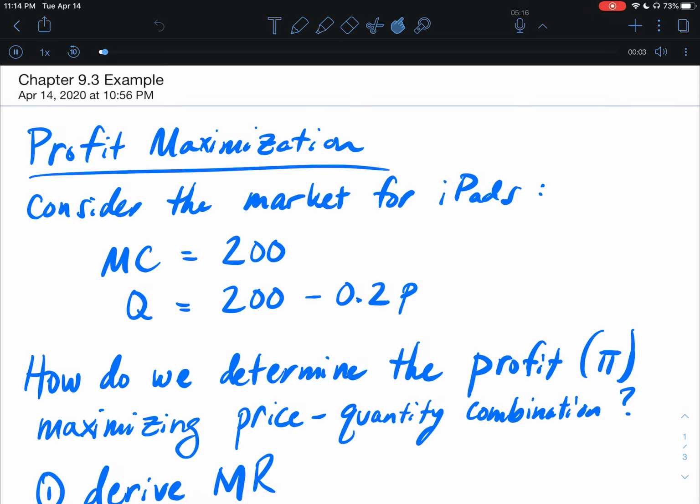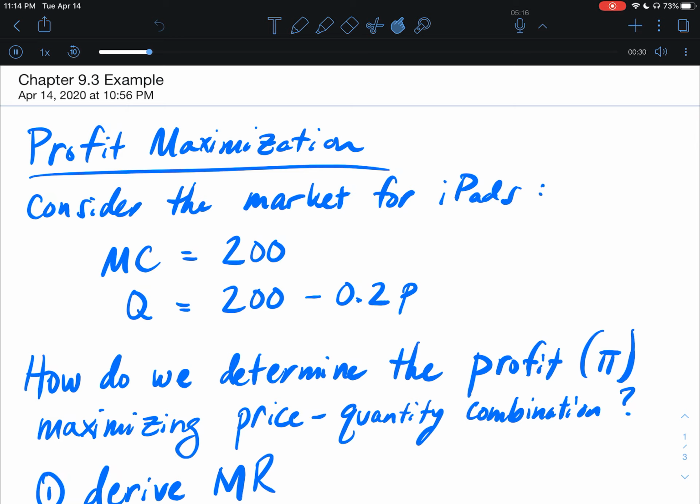So moving on to the example for chapter 9.3, this is not in the lecture notes as a figure it out problem. It just says profit maximization, a mathematical approach. So we're going to treat this like a figure it out problem. And then one of the bonus questions looks very similar to it. So hopefully this will be a good guide for answering that bonus question.